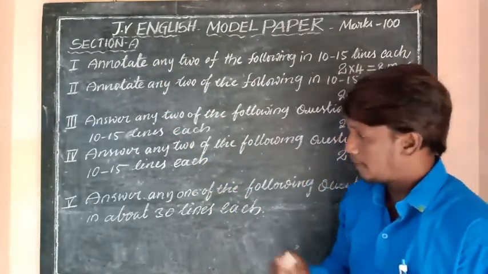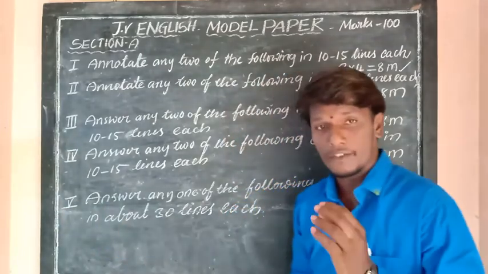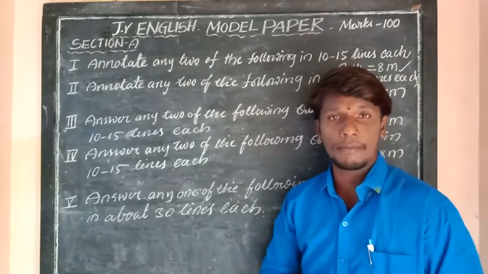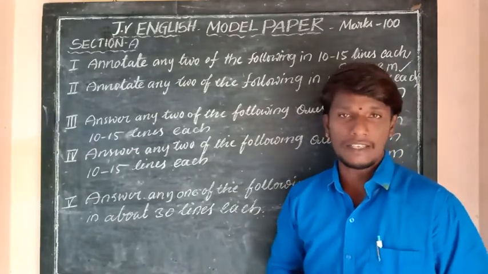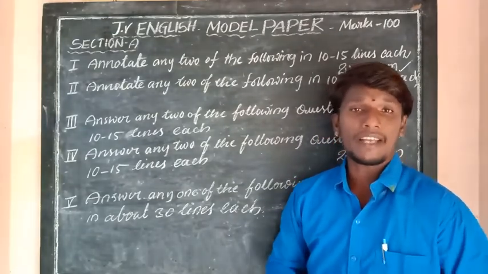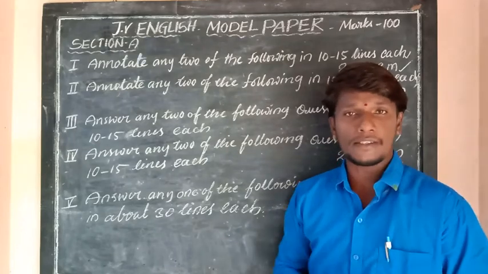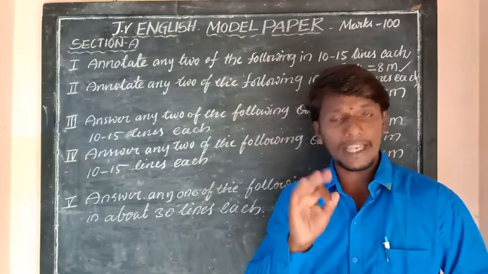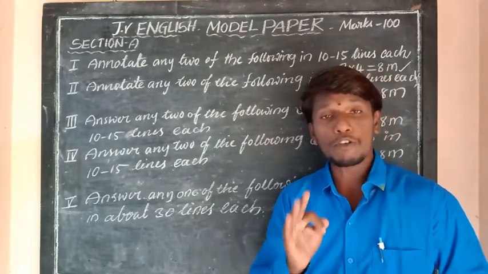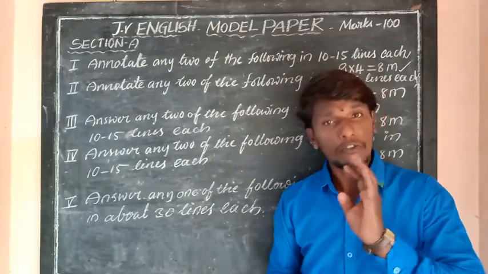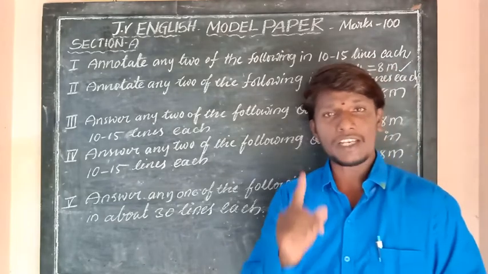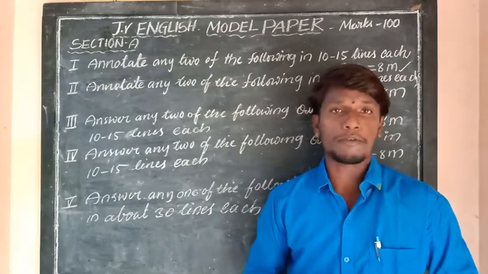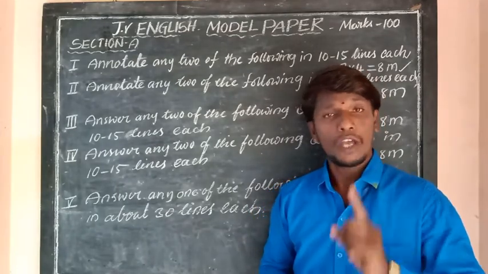Now, when you go to question number 5, that is Roman number 5, this will be asked from the non-detailed lessons. There are about 5 non-detailed lessons. Out of these, you will be asked 3 questions. Out of 3 questions, you can select any question which you prepared most or which you like most. Each question carries 1 mark.